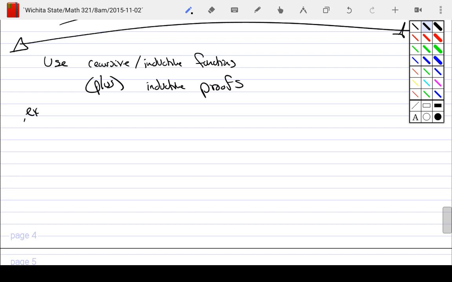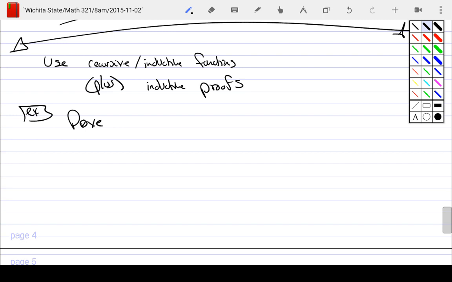So for example, how about we prove something. Note, if I ever write f sub n, I mean Fibonacci. That means f sub 0 is 0, f sub 1 is 1, and f sub n is f sub n minus 1 plus f sub n minus 2, right?